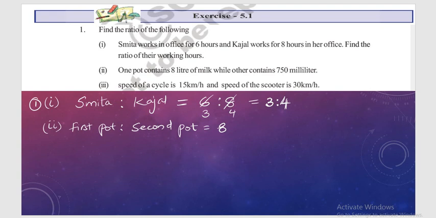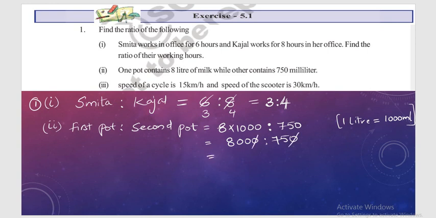So 8 into 1000 milliliters is to 750. Now both are in milliliters. The reason for this is that 1 liter is equal to 1000 milliliters, so we have used this particular concept here. I can write this as 8000 is to 750. One 0 we can cancel easily.